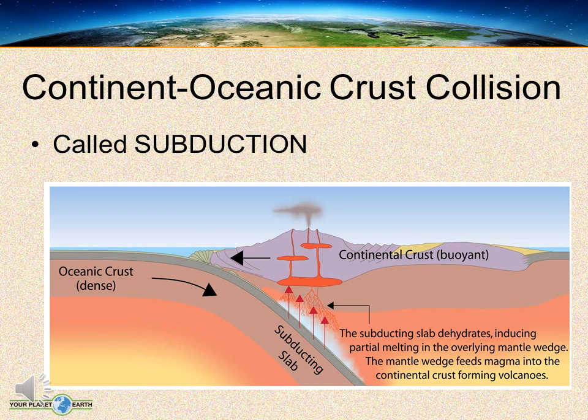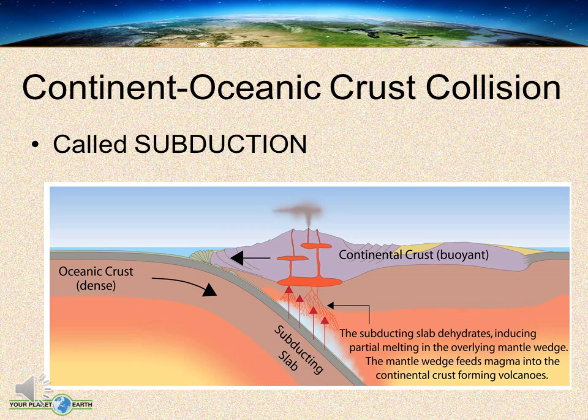At a convergent boundary where continental crust pushes against oceanic crust, the oceanic crust, which is thinner and more dense than the continental crust, sinks below the continental crust. This is called a subduction zone. The oceanic crust descends into the mantle at a rate of centimeters per year. This oceanic crust is called the subduction slab.